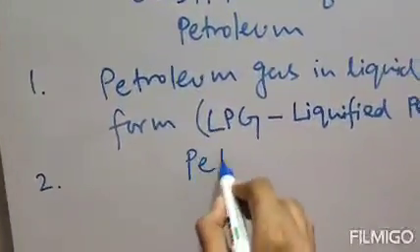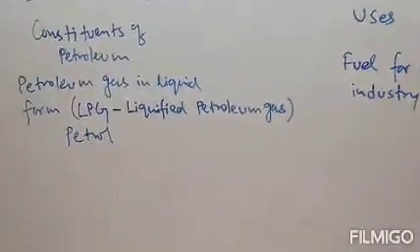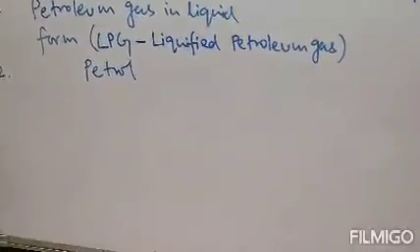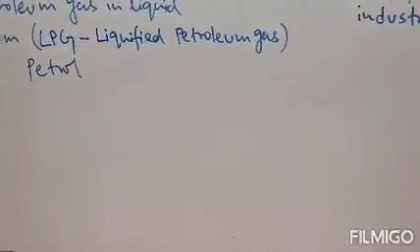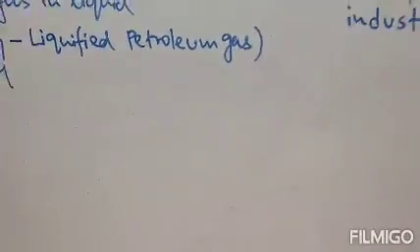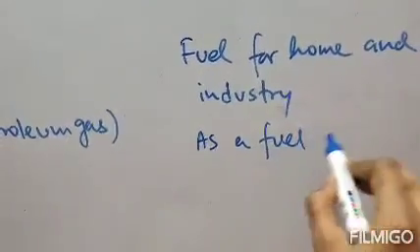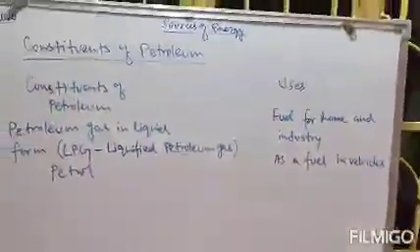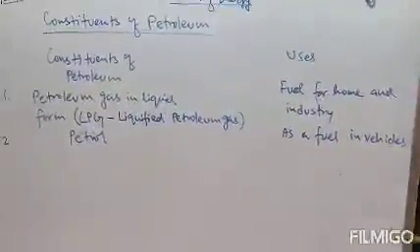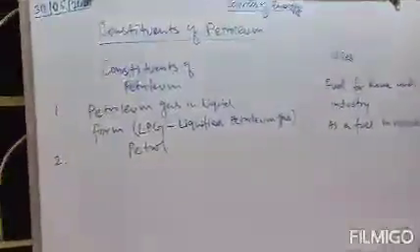petrol. Now you know that petrol is used in vehicles, for transportation. Its use is as a motor fuel or aviation fuel, and for solvent and cleaning purposes. Clear? So we can write its use is as a fuel in transport, that is cars, buses, trucks, or various other vehicles. So you can write as a fuel in vehicles.